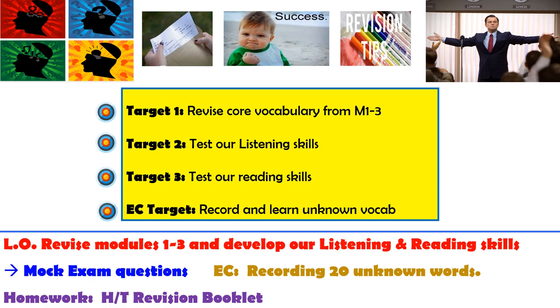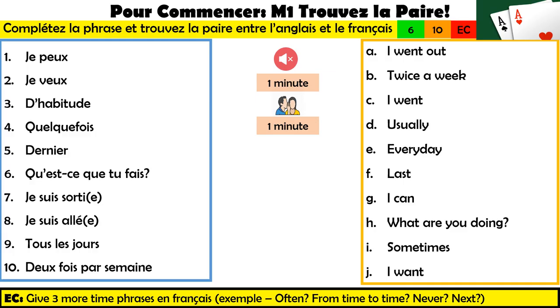Alors, on commence, hein? Voilà, la première activité, c'est ce qu'on fait normalement. Donc, j'ai pris le vocabulaire clé de module 1 aujourd'hui. Voilà, de module 1. Et ici, j'ai les mots en français. Ici, j'ai les mots en anglais. Je vous donne une minute en silence. Alors, une minute, tu ne peux pas discuter.